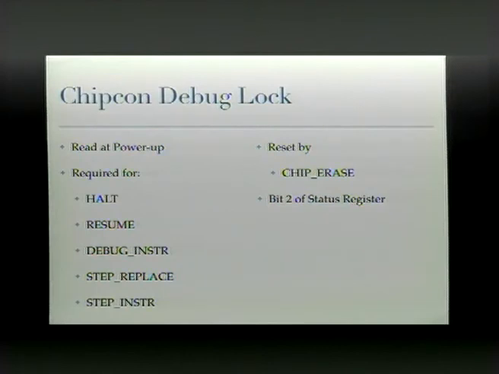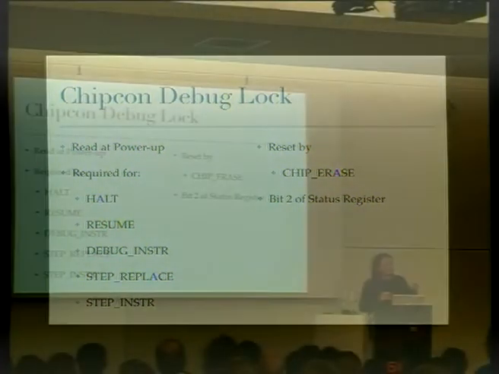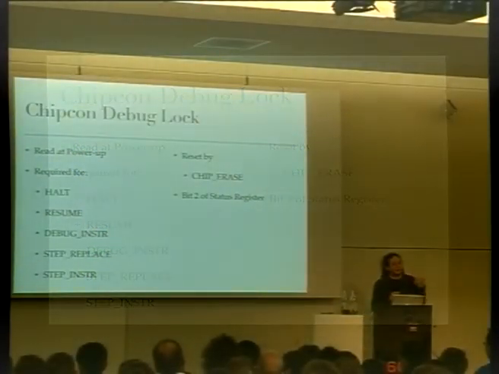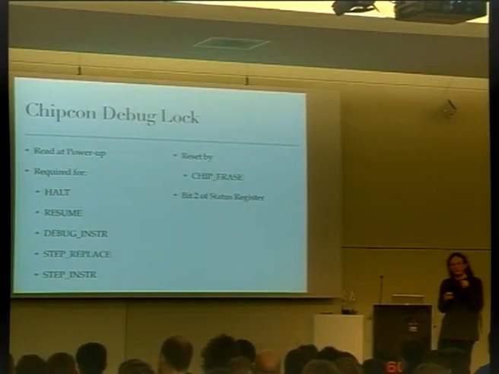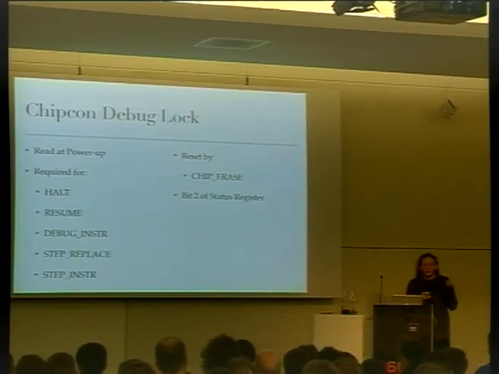There's a security feature of this protocol, though. And it's the security features that make these things interesting, because you have to have something to break. You have to have a challenge. Here, the debug lock is read as the chip turns on, and it's required for halting and resuming the chip and for running your own instructions. So the idea is that you can't read or write memory unless the chip has not been locked. And you can only unlock the chip by erasing the entire chip.